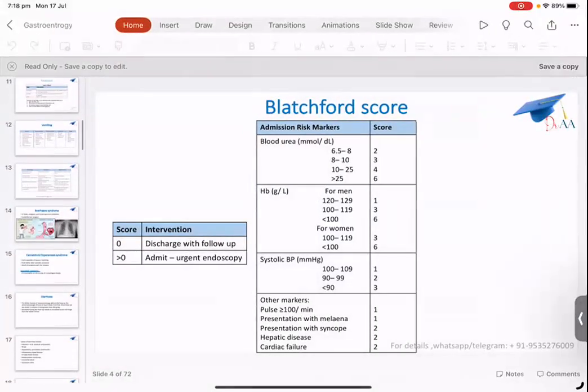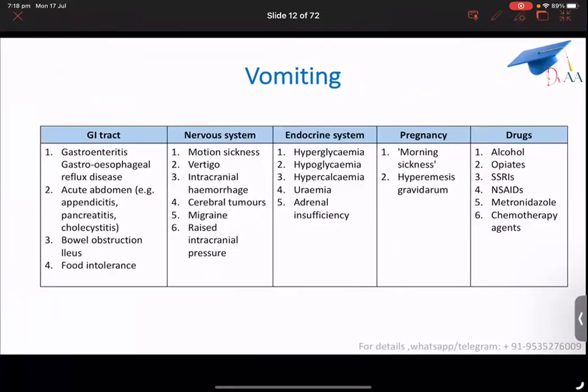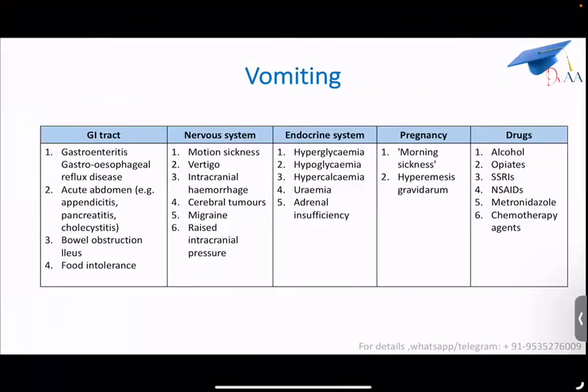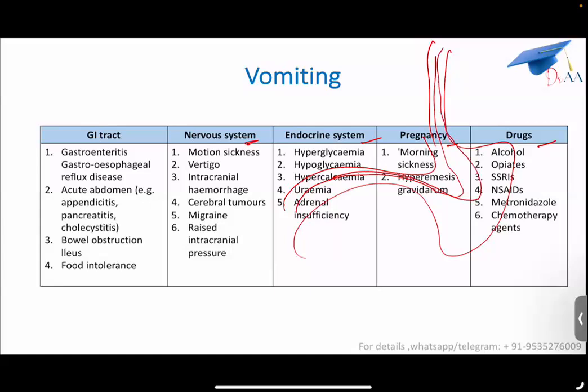We'll go with the vomiting here. As you can see, there are various causes for vomiting. It can be because of GI or CNS systems, endocrine system, pregnancy, and various drugs can trigger vomiting. Vomiting is reverse peristalsis. Food is supposed to go through the esophagus in peristaltic movement. Constriction happens, and it goes in peristalsis. If there is a reverse peristalsis, it comes out through the mouth and you tend to vomit.